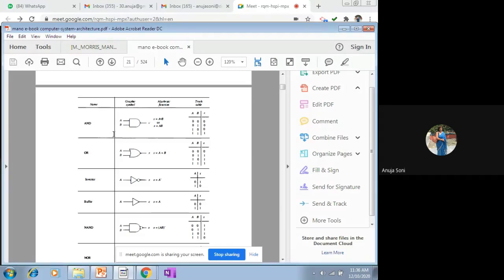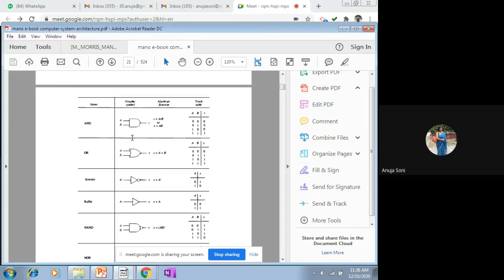It begins with the AND gate, OR gate, inverter gate, buffer, NAND, and its functionality basically is exhibited by its truth table as well as its Boolean expression. Boolean expressions, or Boolean algebra, are essential in order to analyze the behavior of the logic gates, or eventually the logic circuit diagrams.